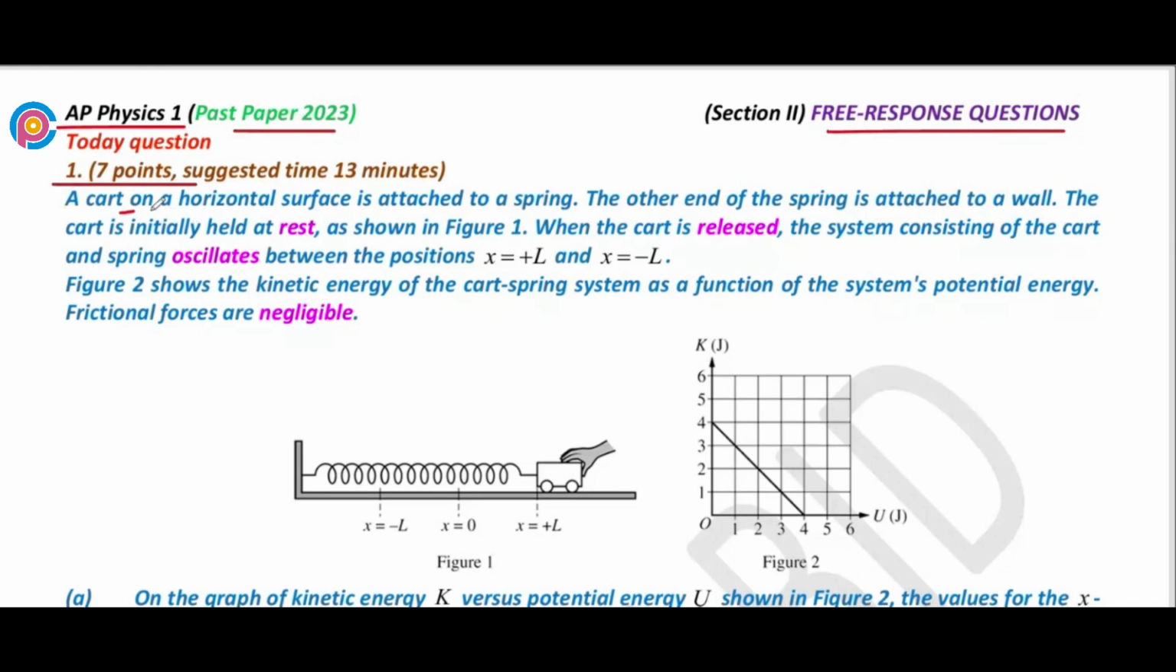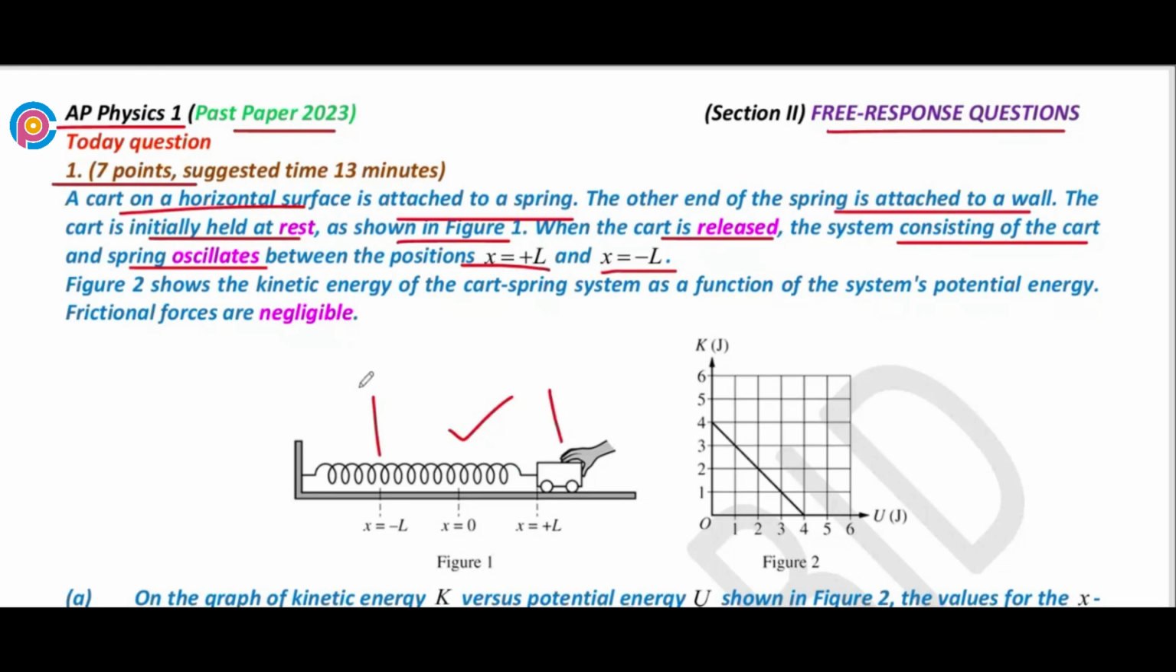The question: a cart on a horizontal surface is attached to a spring. The other end of the spring is attached to the wall as shown in the figure. The cart is initially at rest, as shown in the figure. When the cart is released, the cart and spring system oscillates between plus L and minus L. So this is the range in which the spring and the cart oscillate.